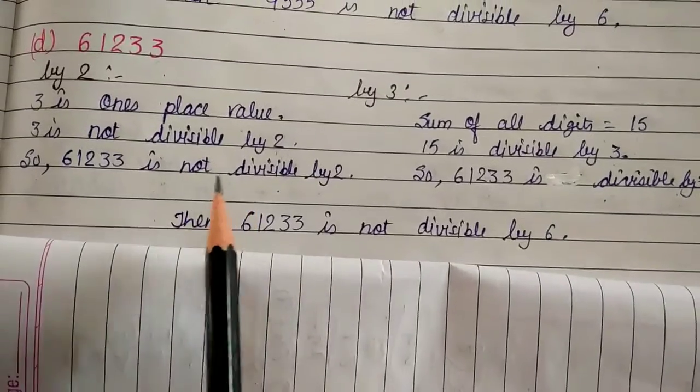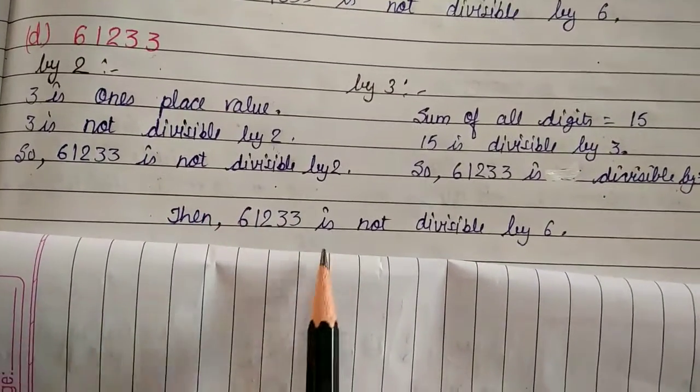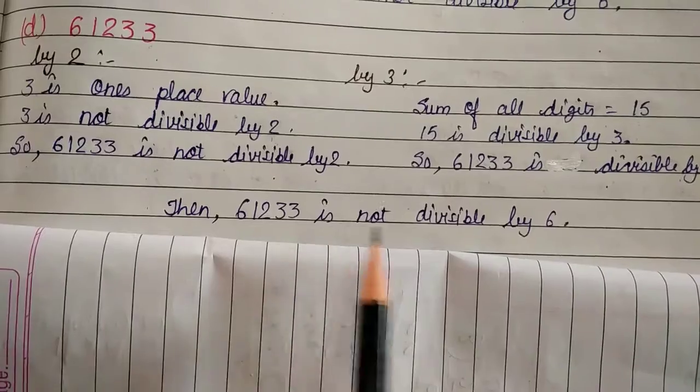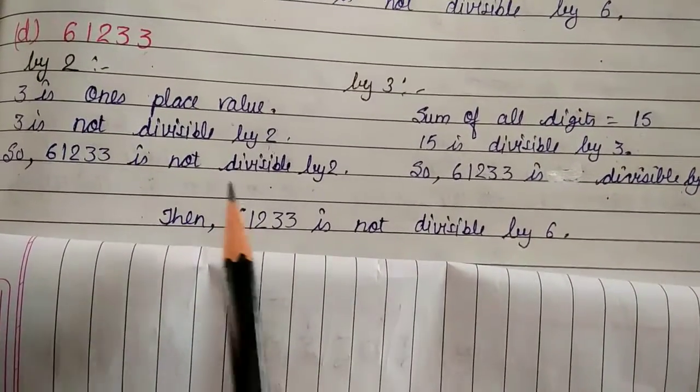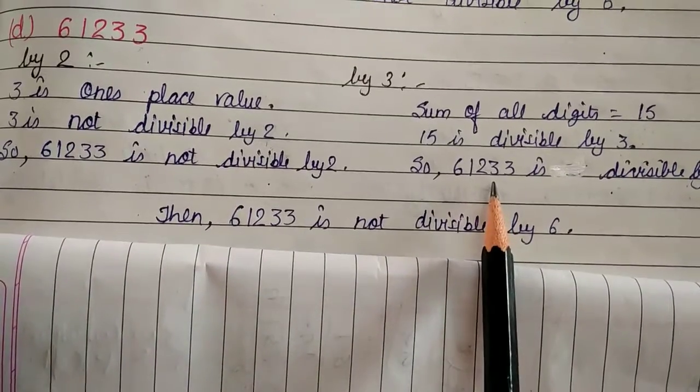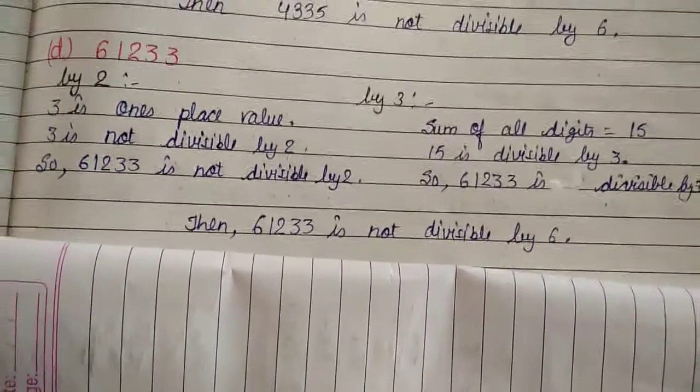But for 2, the condition is not satisfied. Because of that, 61,233 is not divisible by 6. We need both the divisibility of 2 and the divisibility of 3 to be there.